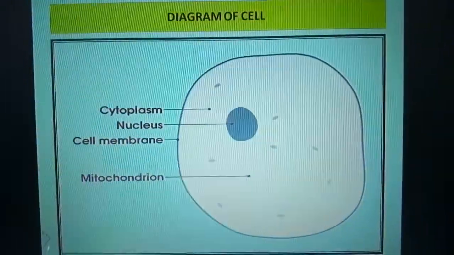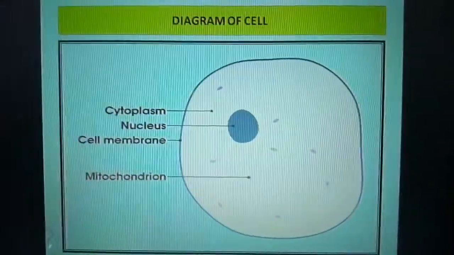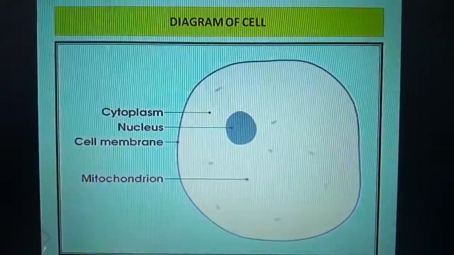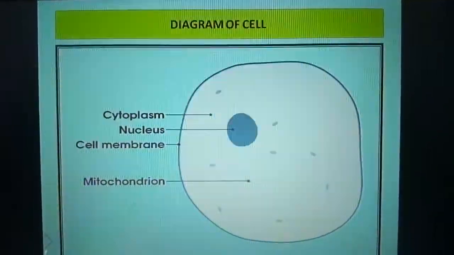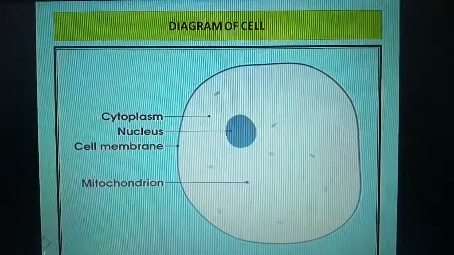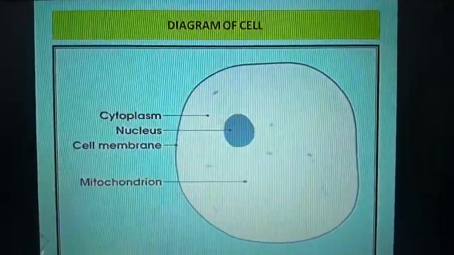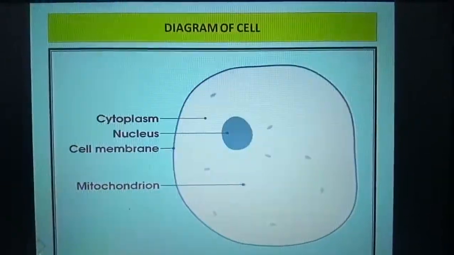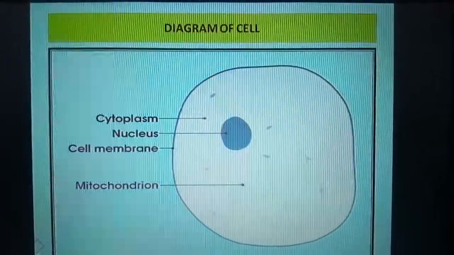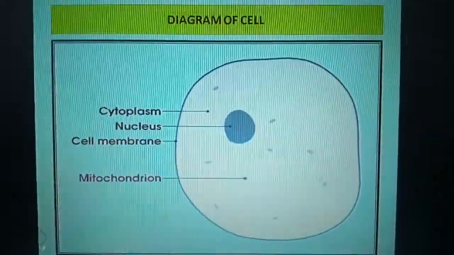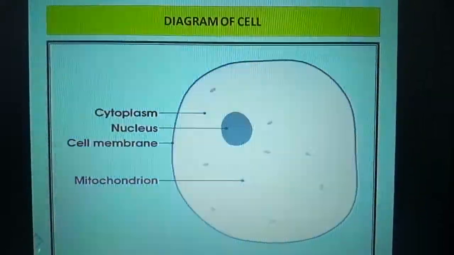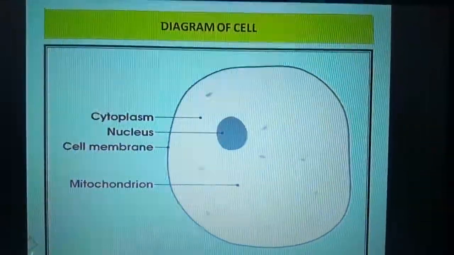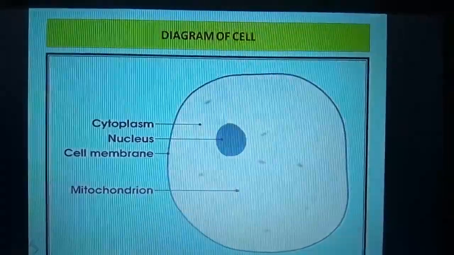This is the diagram of a cell. It is an animal cell. As you can see, the labeling is done. Cytoplasm, which is inside the cell between the nucleus and the cell membrane, is jelly-like. The outer covering is the cell membrane, and inside there is a spherical structure called the nucleus. You can also see one more label, mitochondria, which is an organelle, and like that there are many organelles inside the cell which you will study in higher classes.